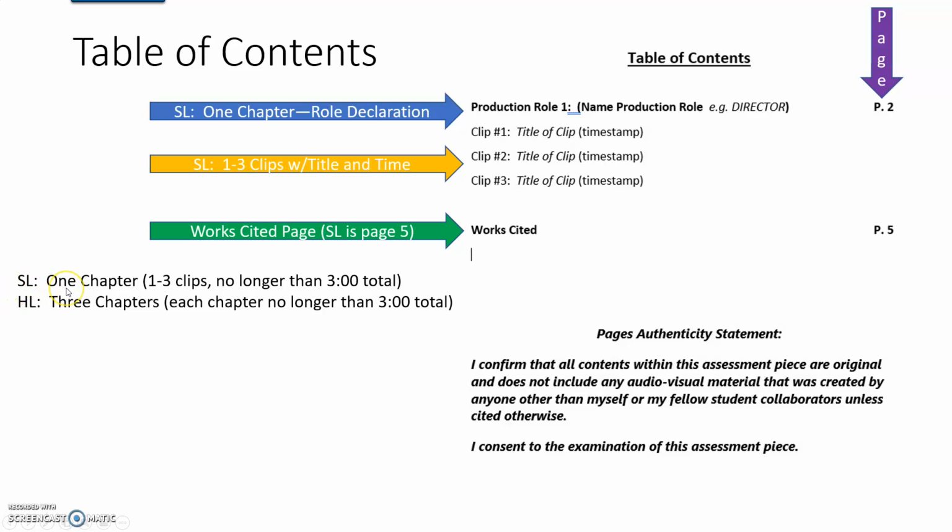Note that standard level for the May 2021 cohort is 1 chapter, 1 to 3 clips, no longer than 3 minutes total, and no longer than 3 pages long. The higher level is 3 chapters, so it's 3 of these roles. All right. Each chapter is no longer than 3 minutes in total, and each chapter is no longer than 3 pages in length. Okay. Note that at the end of the table of contents, we have the authenticity statement. That is mandatory. Please include that.